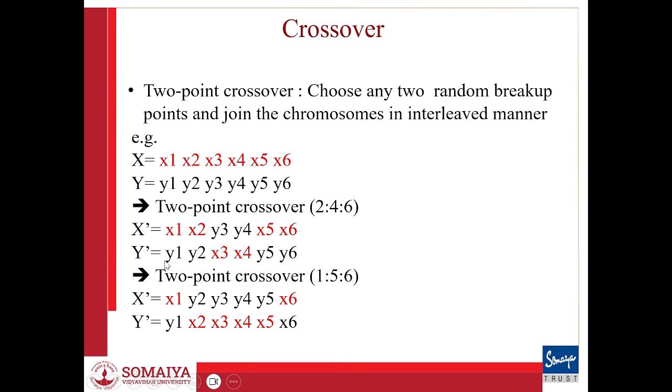Similarly, for Y as well, we take Y1 and Y2 their own. X3 and X4 are borrowed from the other parent, and Y5 and Y6 are their own. And similarly, we apply 1, 5, 6 as X1, then till 5 the other parent, and 6 of their own, and so on. So this is how we can define the crossover. In genetic algorithm, every pair can have a different crossover. It's not compulsory that you should have the same crossover in the genetic algorithm process.